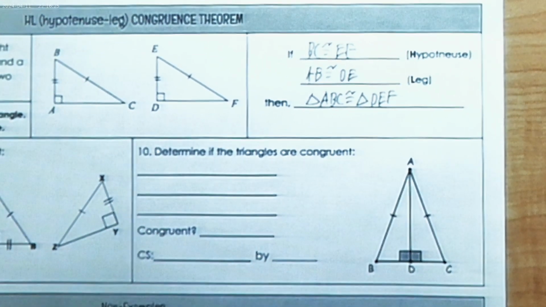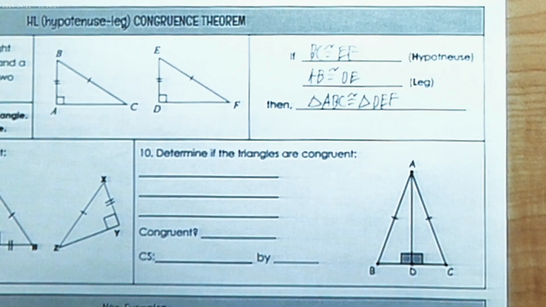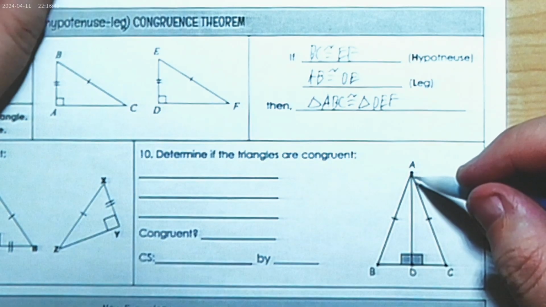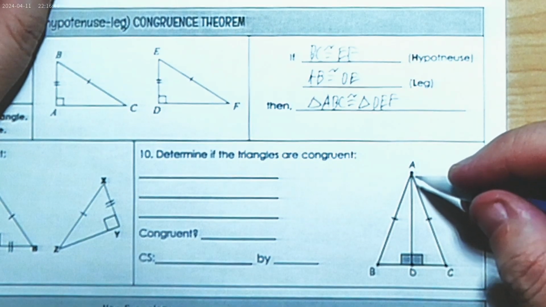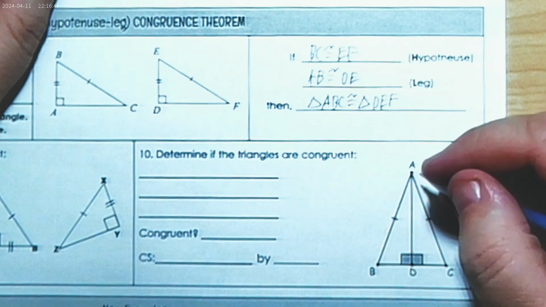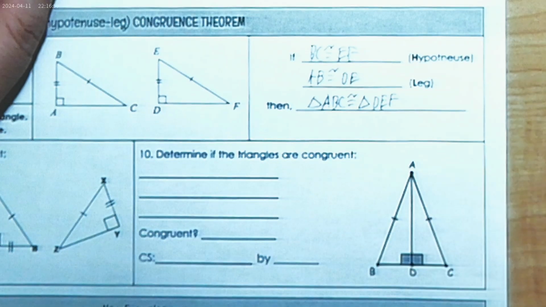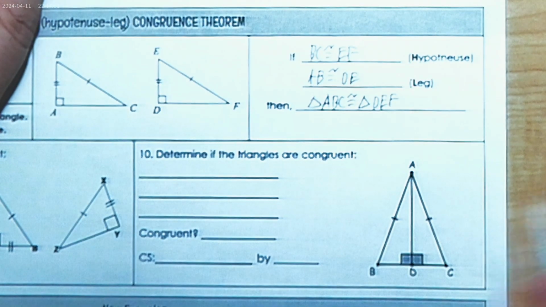All right. Next one. Looks like we've got an isosceles triangle that we dropped the altitude on. If you remember from our similarity unit, dropping an altitude is basically taking a point from the triangle and drawing a line to the opposite side in such a way that it forms a 90-degree angle. All right. Determine if the triangles are congruent.